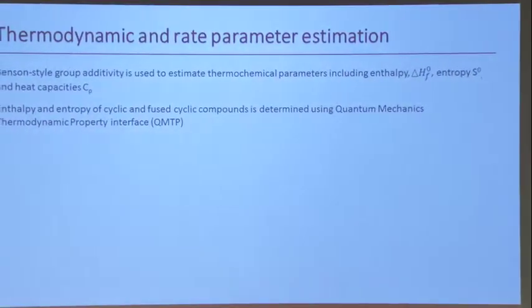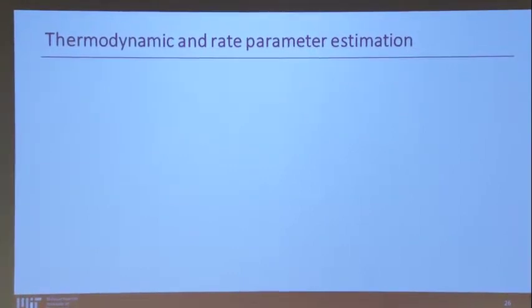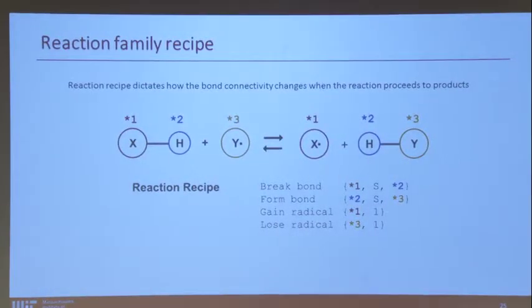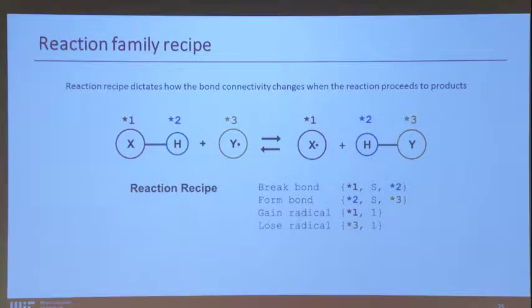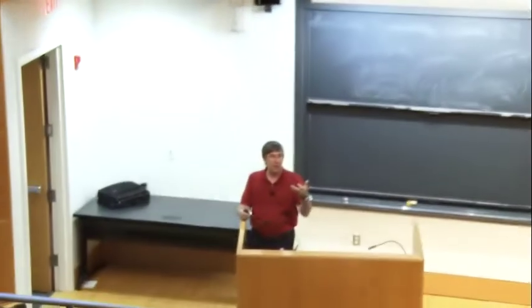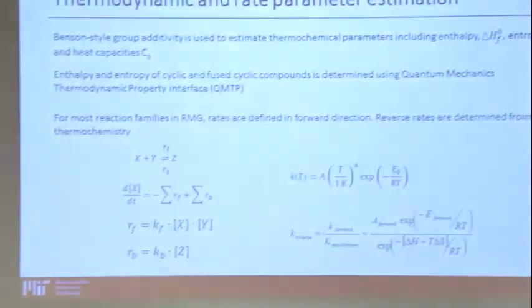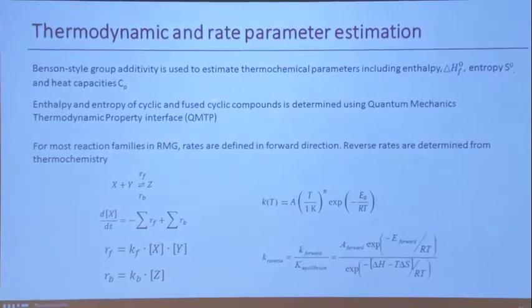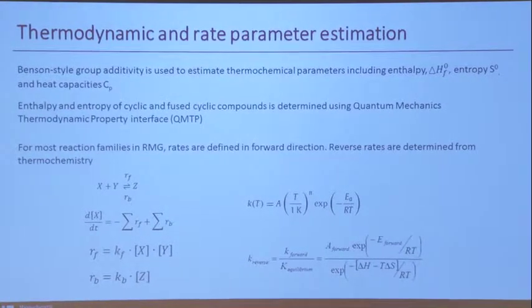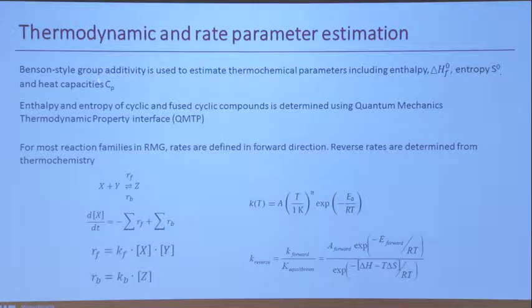And then associated with each of these templates that has the recipe is a subroutine, a procedure for how to estimate the rate of that type of reaction. For the thermodynamic parameters of all the new species, it's estimated using Benson-style group additivity, where many of the group values were derived by previous quantum chemistry calculations. Currently, most of them are from CBS-QB3 calculations that my students did earlier.